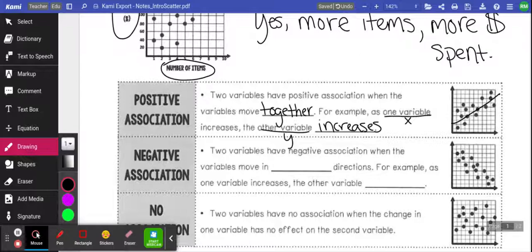Okay, so negative. What would negative look like then? Two variables have a negative association when the variables move in opposite directions. Okay. For example, as one variable increases, so let's just say our x variable. So when one variable increases, the other variable, any guesses on this? Decreases. Yeah, it's going down. So we'll put decreases.